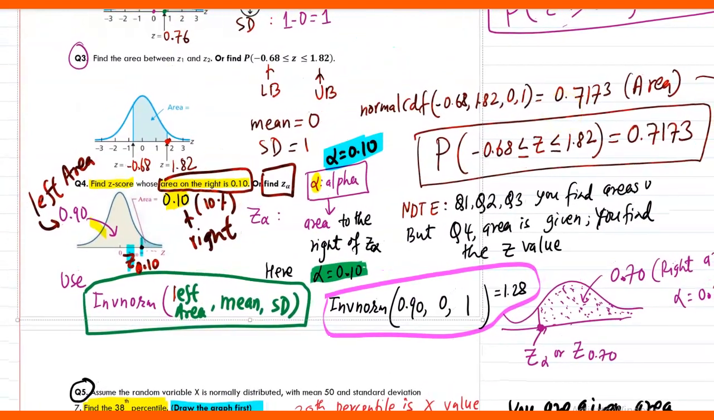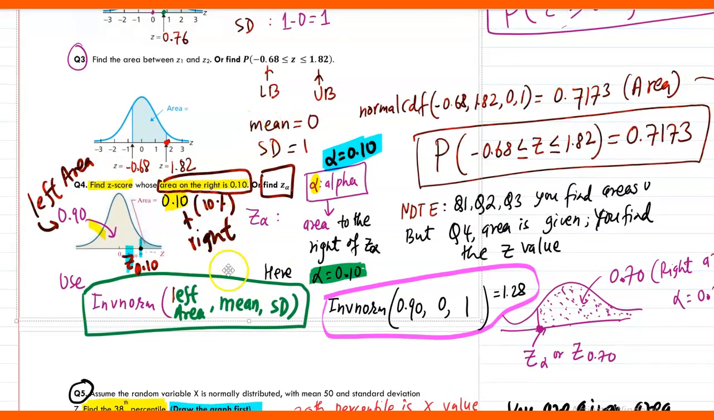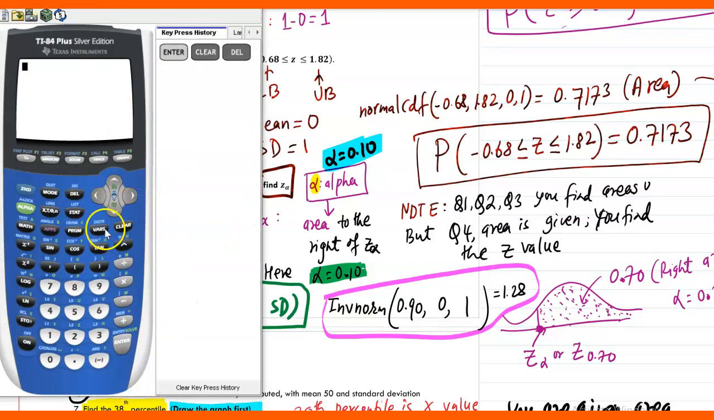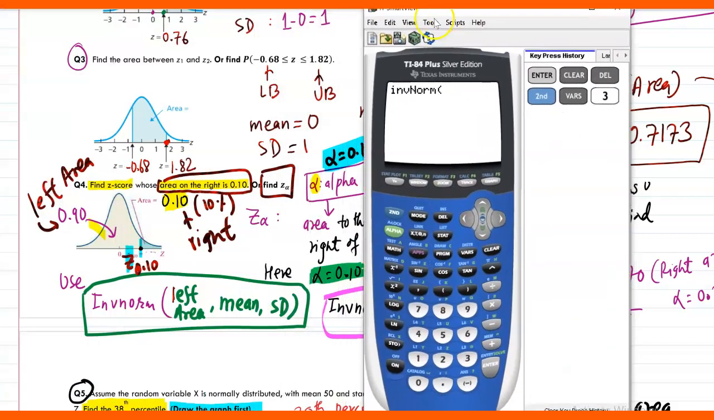What do you want to do in the calculator? How do you find invNorm? You have to do the same thing as when you find normalcdf. Go to the calculator, press second VARS, and you see number 3, that's the invNorm. Now, what numbers are you going to put here? You have to put 3 numbers. First, the left area from the point you are looking for. The right area is 0.10, so the left area is 0.90, comma. The mean is 0, comma. The standard deviation is 1.